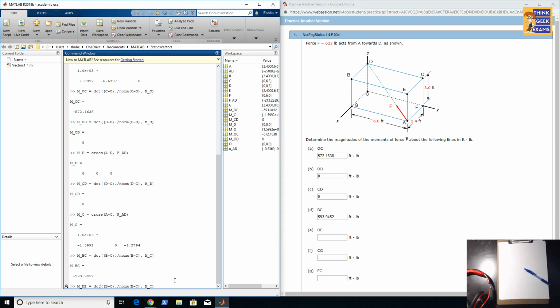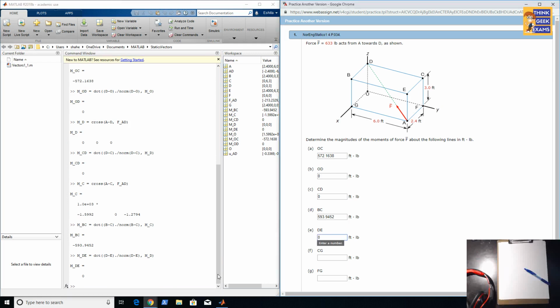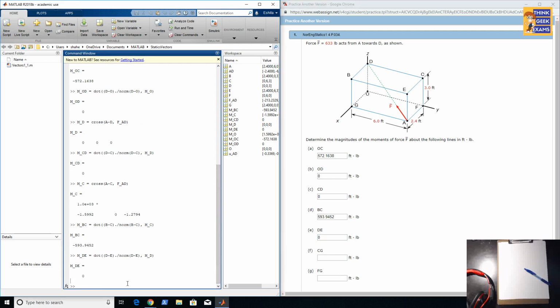DE, D minus E, and we have D over here, so we got that covered. And that's 0. And next one is CG. And that's G, C. That is correct. So that is going to be 0.